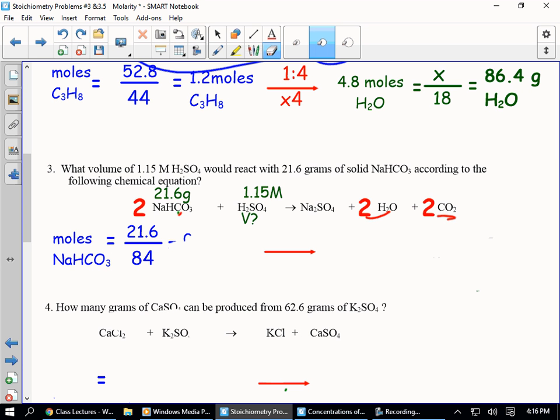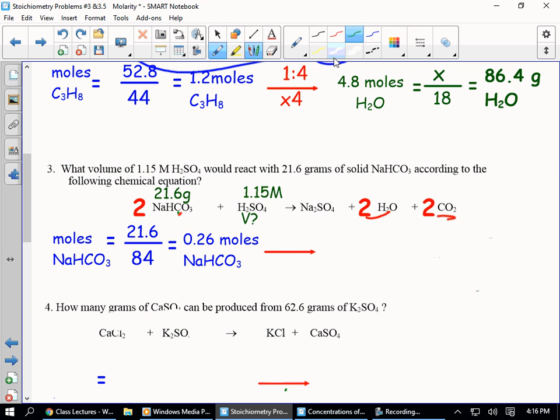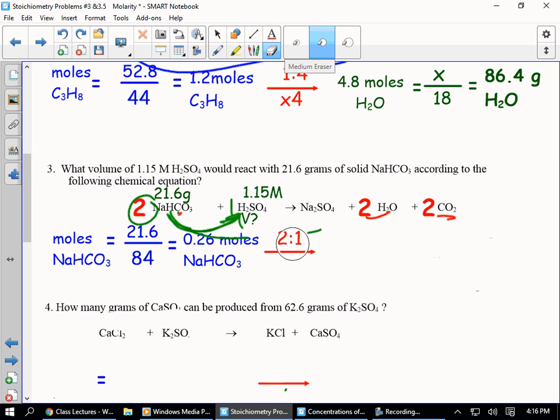Okay, how do we get 84? 1 Na, 1 H, 1 C, and 3 O's. When you do that, you get 0.26 moles of your sodium bicarbonate. And then we're going to do our coefficient ratio. We're going from here to here. Okay, and this is a 2 to 1 coefficient ratio. So my question is, am I getting bigger or smaller? I'm getting smaller, so I want to divide it in half, and then we'll have 0.13 moles of H2SO4.